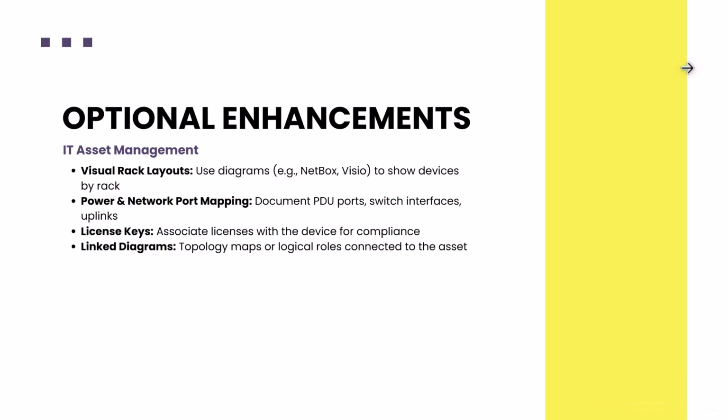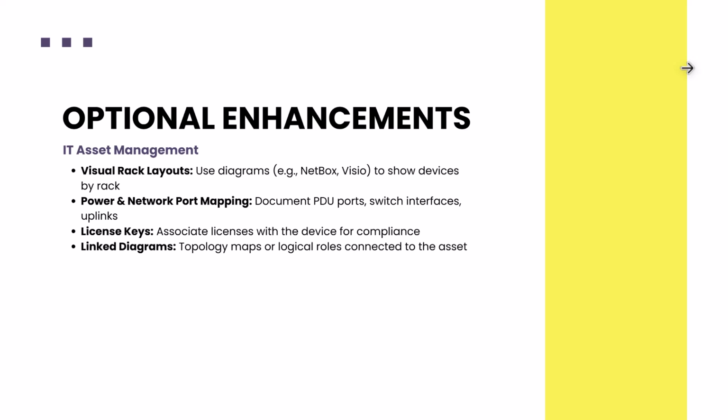Okay. So we have optional enhancements like visual rack layout. You can use diagrams in some of your IT asset management tools to show how the devices are actually located or set up within your rack or within your environment. So power and network port mapping, so you can document power units and how they are connected and how they are mapped. These include your UPS, obviously, your backup power supplies and things like that.